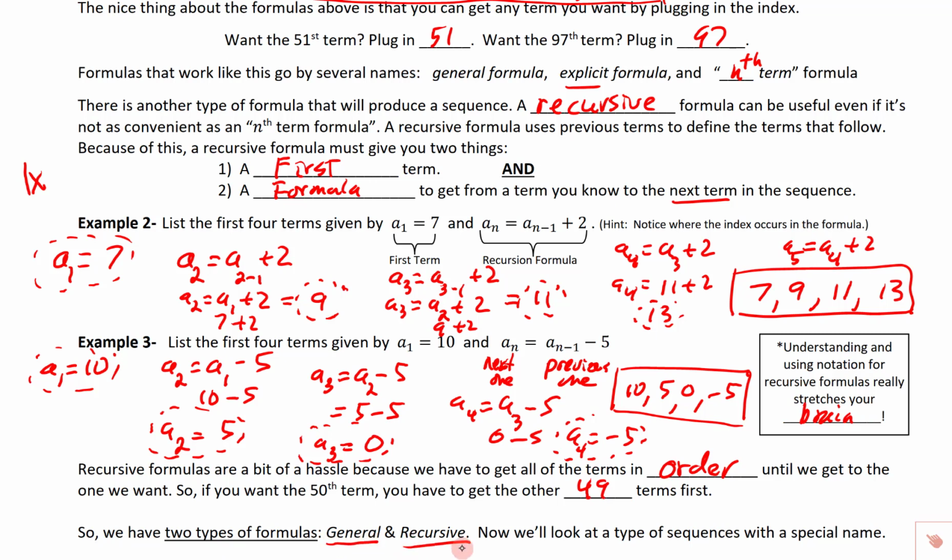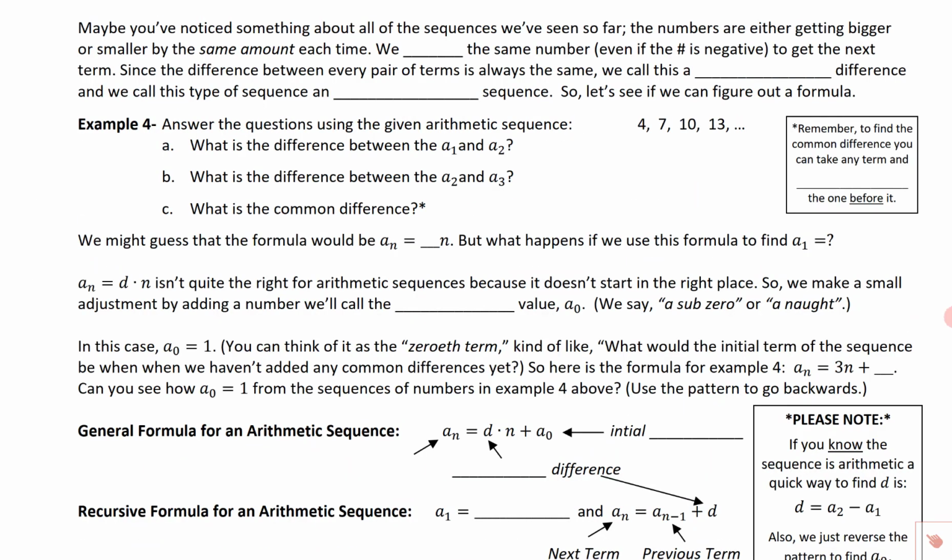And now we're going to look at a special type of sequence with a special name. You may have noticed something about all of the sequences so far. The numbers are either getting bigger or getting smaller by exactly the same amount every single time. So each time we add the same number, even if it's negative, in which case it would actually make them smaller, in order to get the next term. Since the difference between every pair of terms is the same every single time, we call this a common difference. Okay, so we'll write the word common right there.